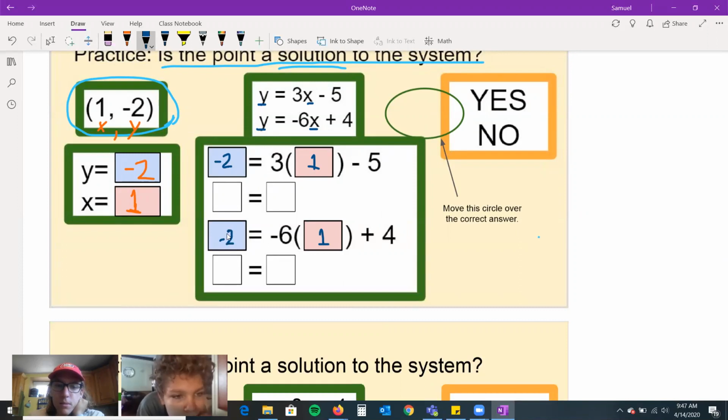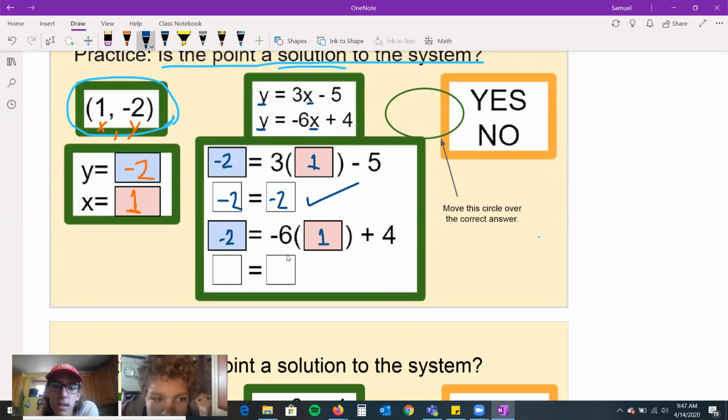Okay, so now I've substituted those values in. Now I see if it works. Let's see if it's a true statement. 3 times 1 is 3. Minus 5 is negative 2. So we've got a negative 2 here, and a negative 2, of course, on this side. Is negative 2 equal to itself? Of course. So we know that one works.